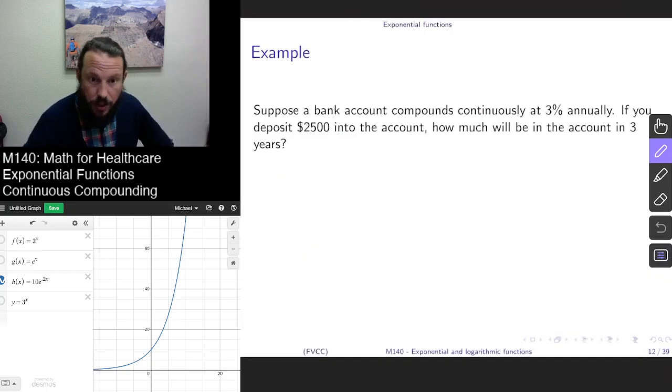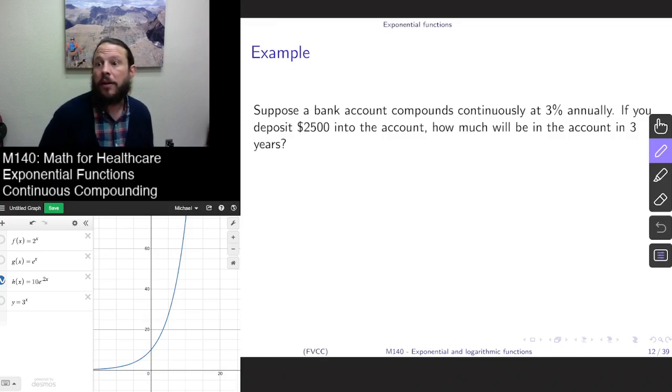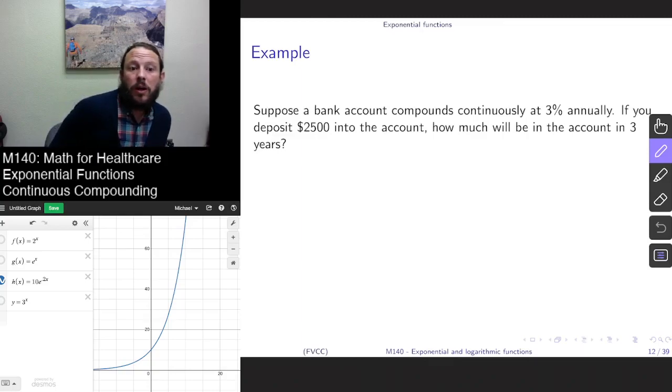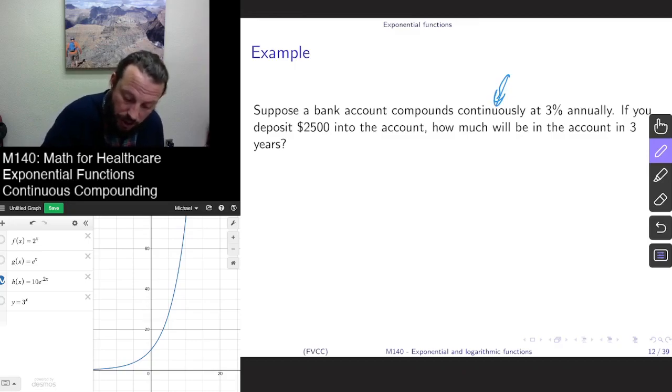Let's look at another example. It turns out that bank accounts grow like populations. Suppose a bank account compounds continuously at 3% annually. If you deposit $2,500 into the account, how much will be in the account in 3 years? I want to point out the compounding is continuous. Annually just means we want our t to be in years.